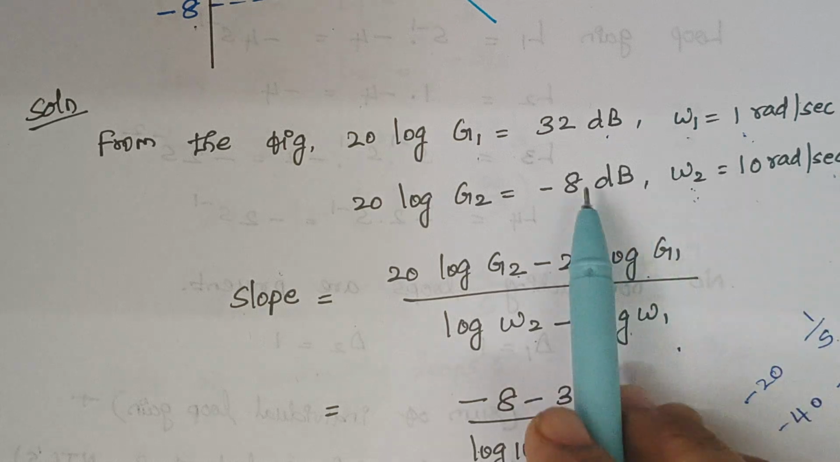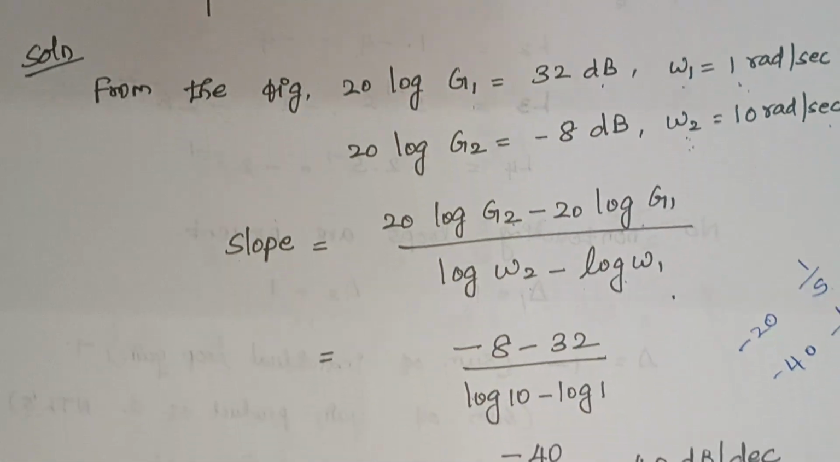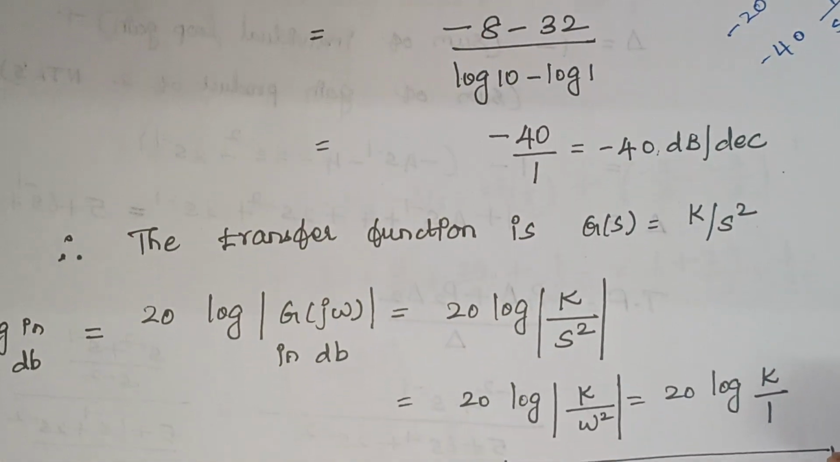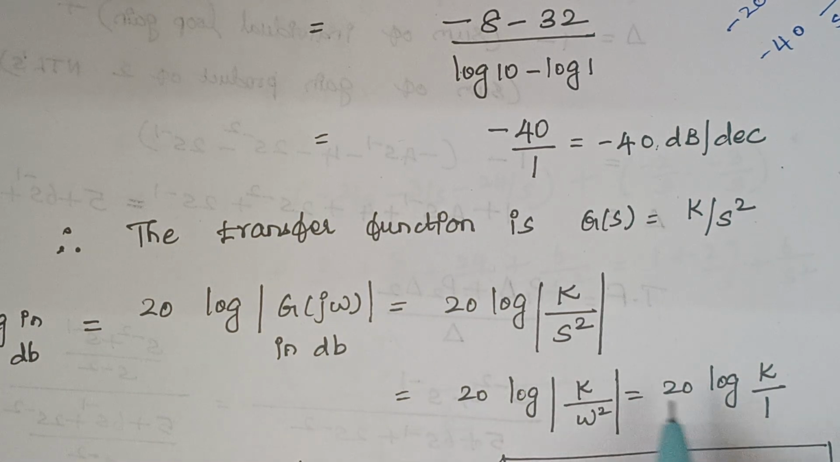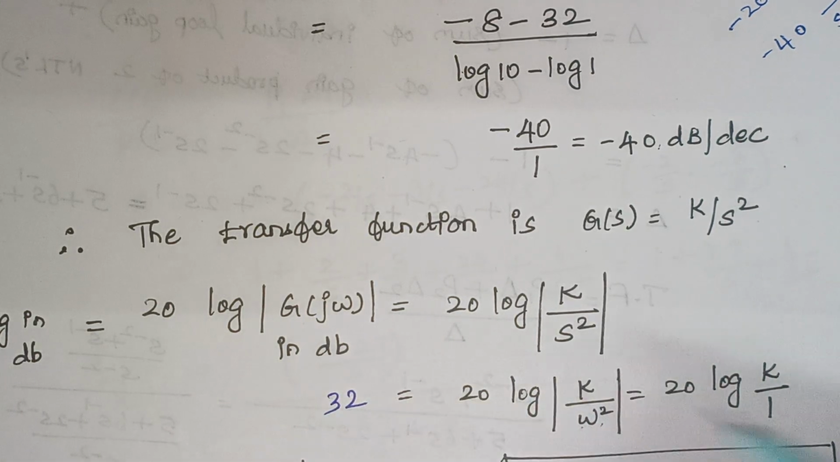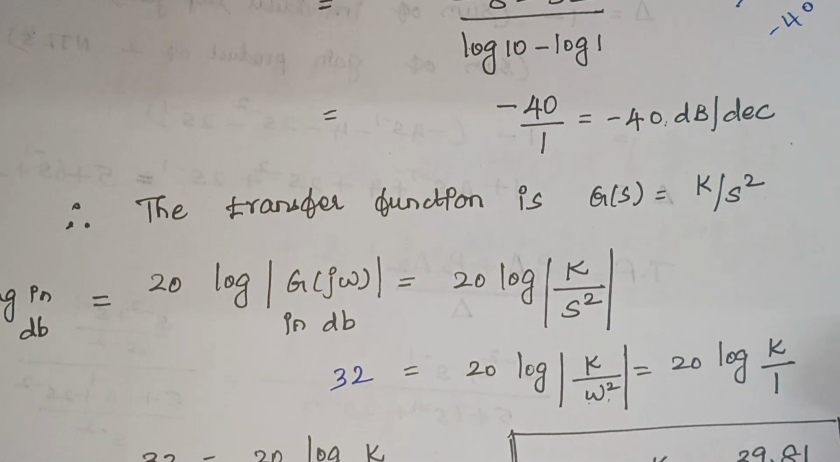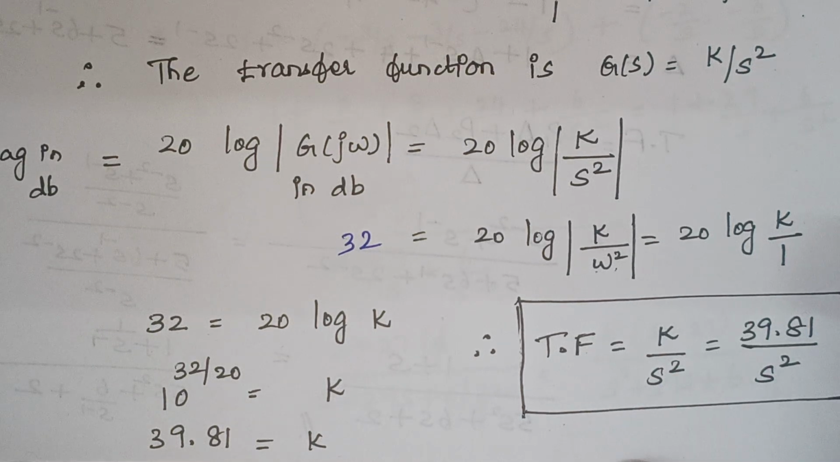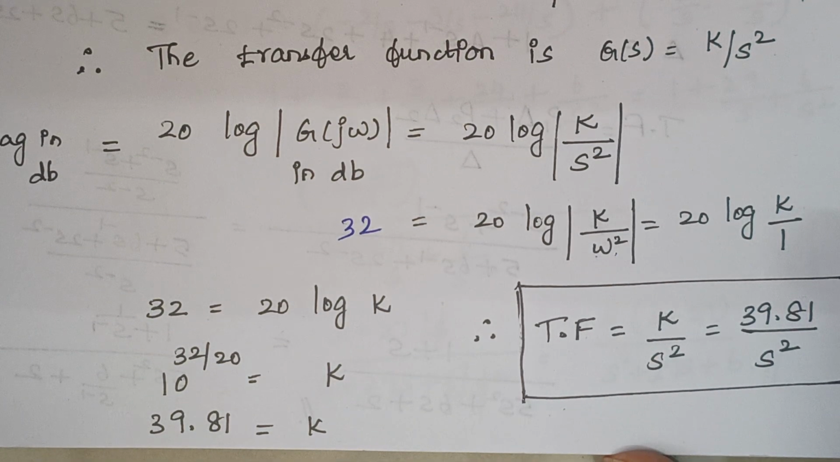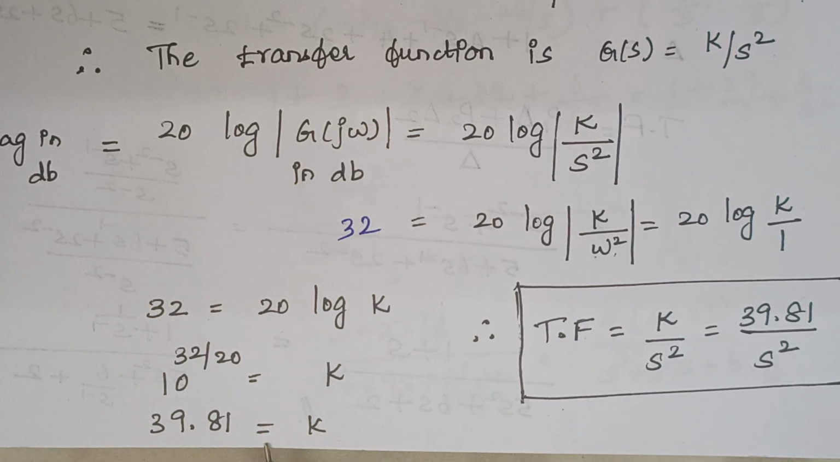At omega equal to 1, the magnitude is 32 dB. So 20 log k by 1 is equal to 32 decibels. Now 32 is equal to 20 log k. When you solve this expression, the value of k is calculated as 39.81.